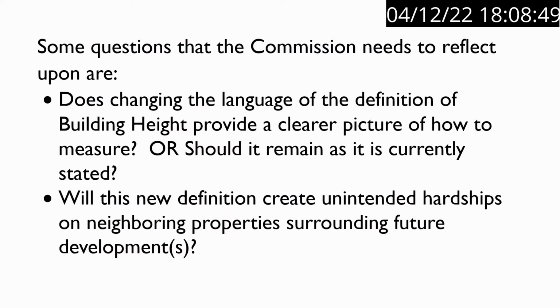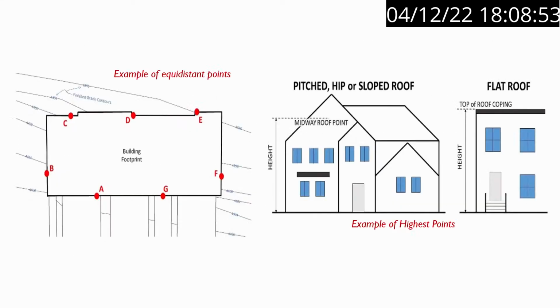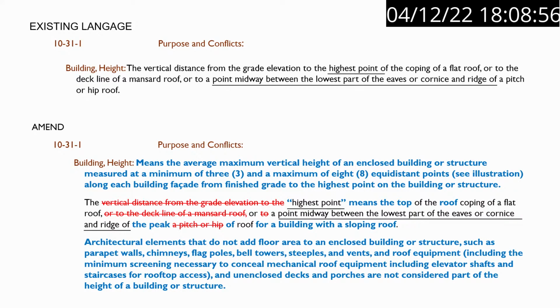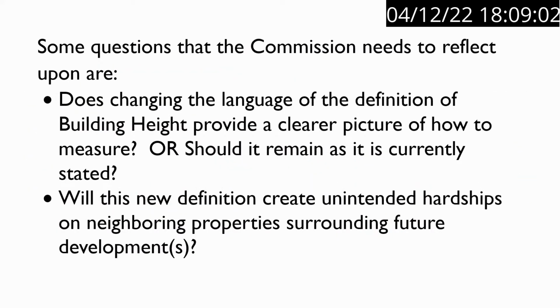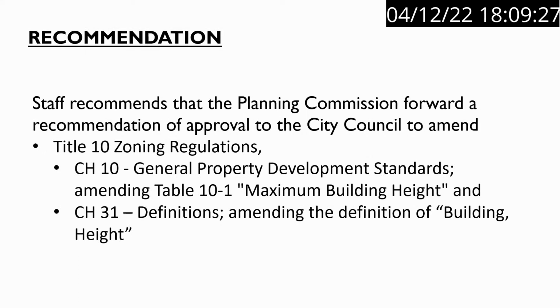So I think that from our discussion during the work session, I've tried to incorporate everything in there. I think I got everything that you guys were thinking about and hoping for. So some questions you need to reflect upon: does the change in the language and the definition of building height provide a clearer picture of how to measure, or should it remain as it's currently stated? And will this new definition create unintended hardships on neighboring properties surrounding future developments? So staff would recommend approval of the proposed changes. Any questions for me?